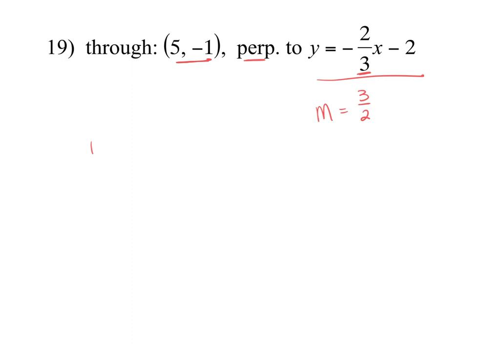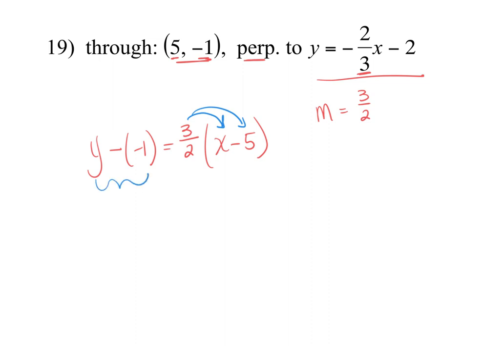I can say y minus my y value equals the m that I have decided to use here, which is my perpendicular one, negative reciprocal, m, x minus my x value. And then once again, I just have to solve for y in this case. I don't have to solve for b when I use point slope. I just have to get y by itself, and it will already have it figured out for me when I do it this way. So I'm going to distribute here.